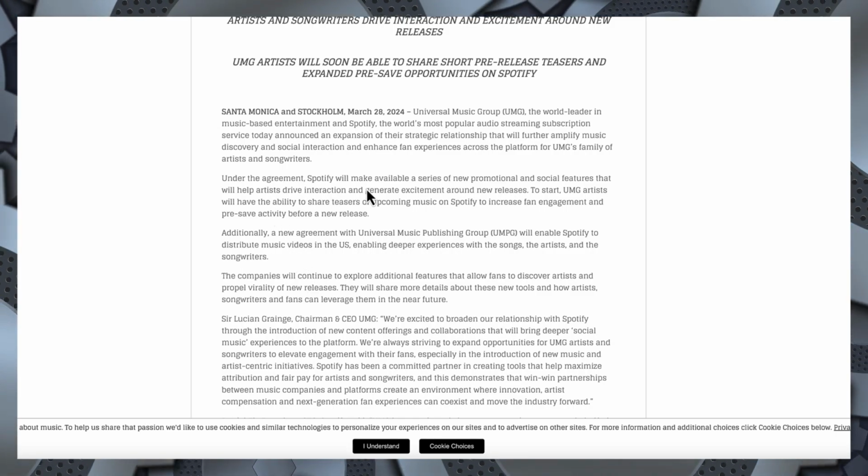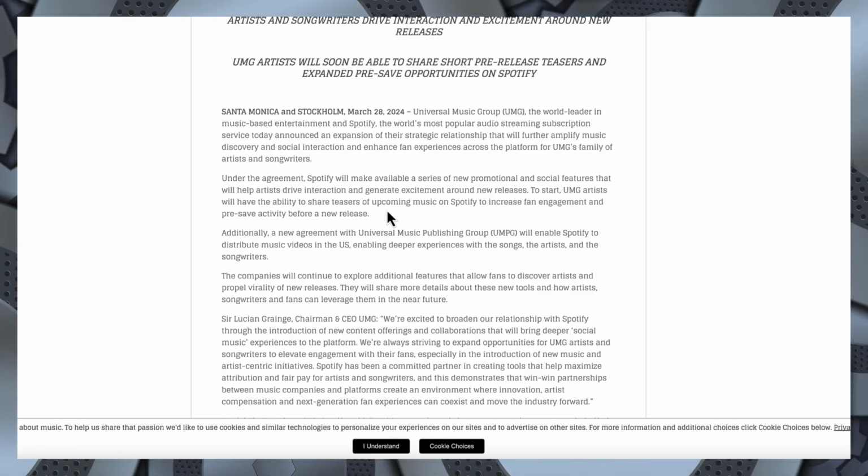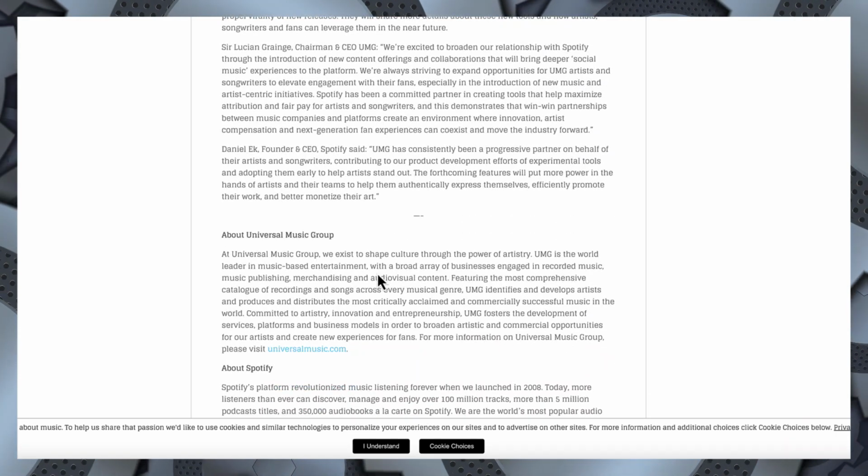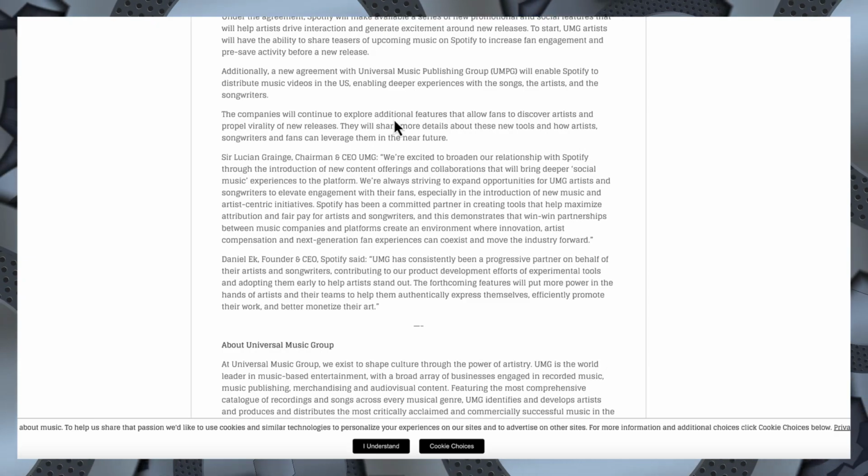Under the agreement, Spotify will make available a series of new promotional and social features that will help artists drive interaction and generate excitement around new releases. To start, UMG artists will have the ability to share teasers of upcoming music on Spotify to increase fan engagement and pre-save activity before a new release. Additionally, a new agreement with Universal Music Publishing Group, UMG, will enable Spotify to distribute music videos in the U.S., enabling deeper experiences with the songs, the artists, and the songwriters. The companies will continue to explore additional features that allow fans to discover artists and propel virality of new releases.